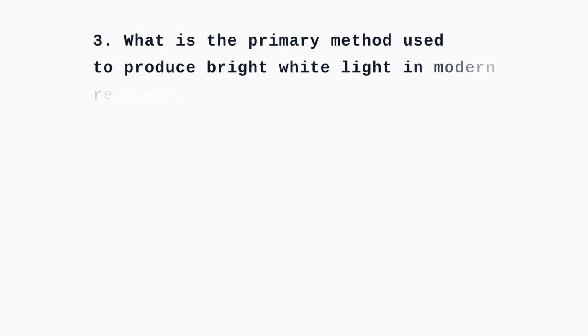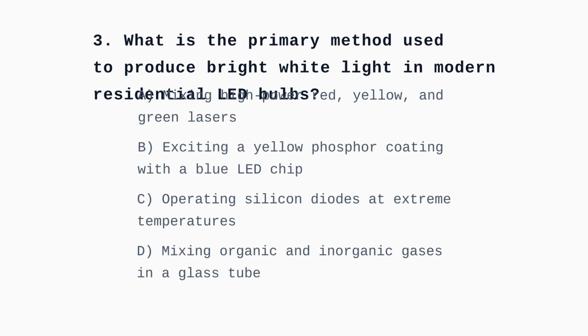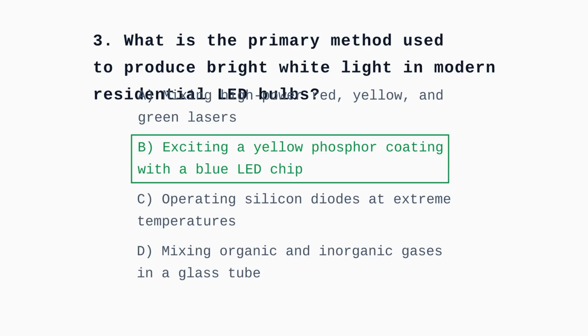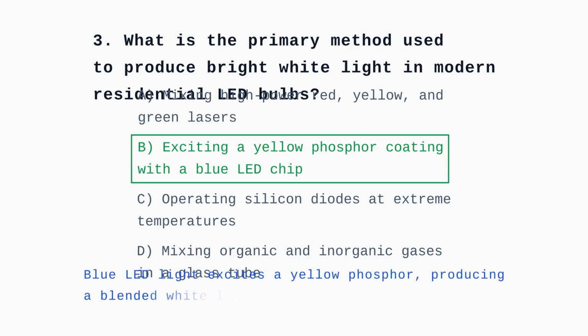Question 3. What is the primary method used to produce bright white light in modern residential LED bulbs? Most white LEDs utilize a blue-emitting gallium nitride chip coated with a yellow phosphor. The combination of transmitted blue light and phosphor-emitted yellow light produces white light.